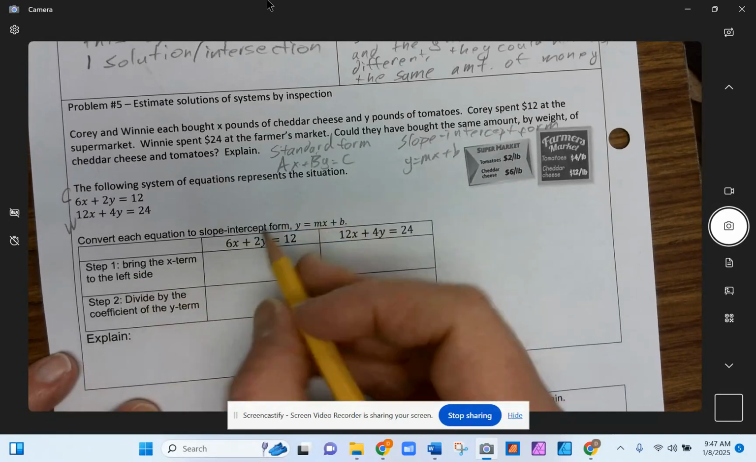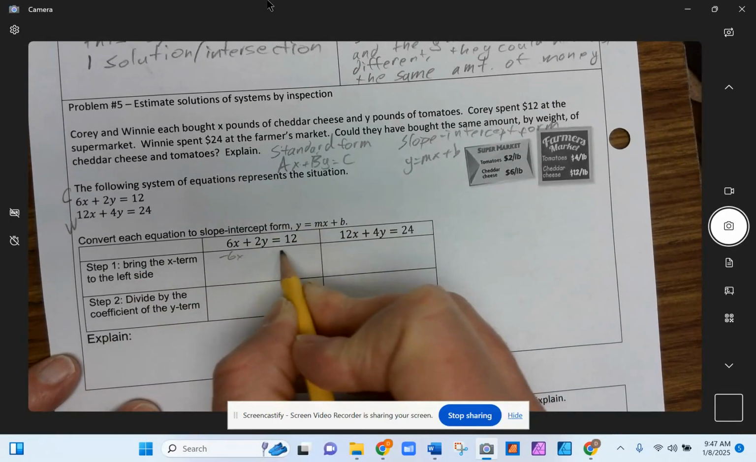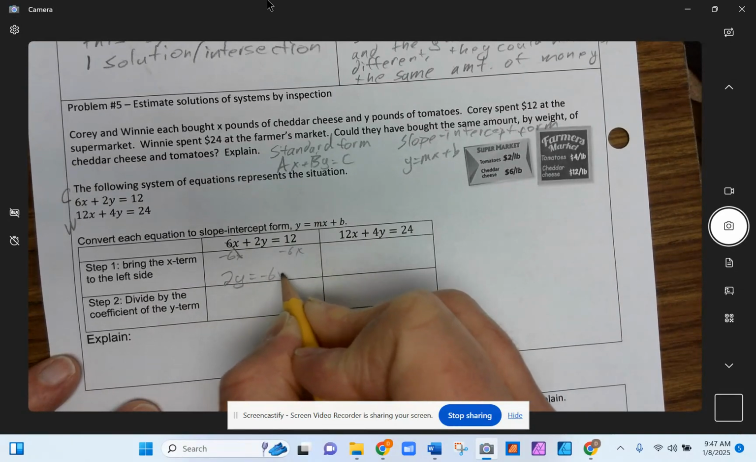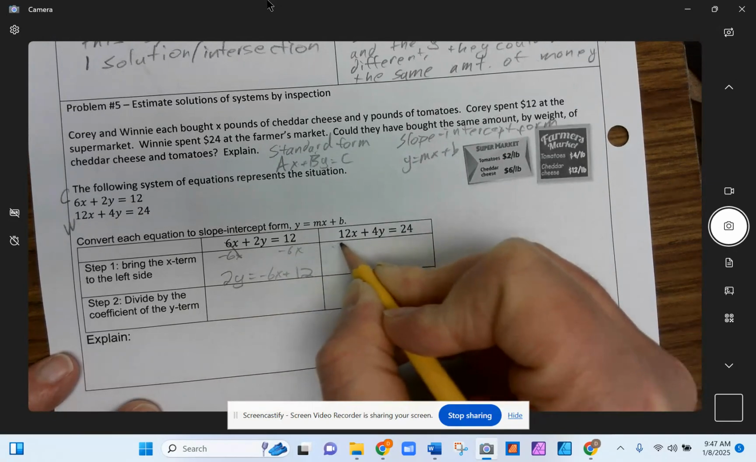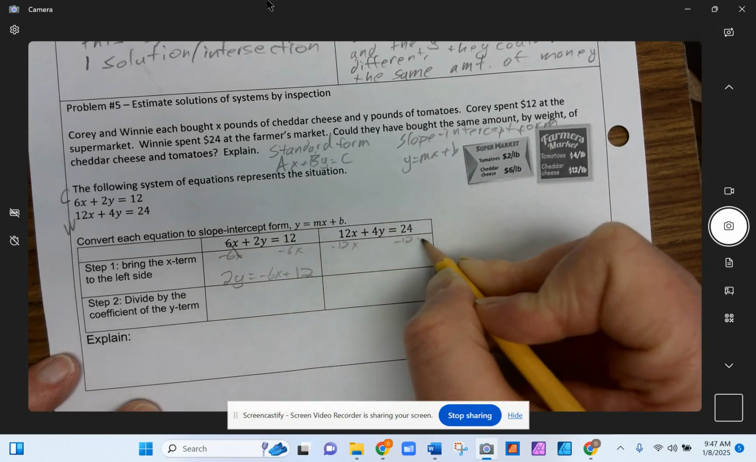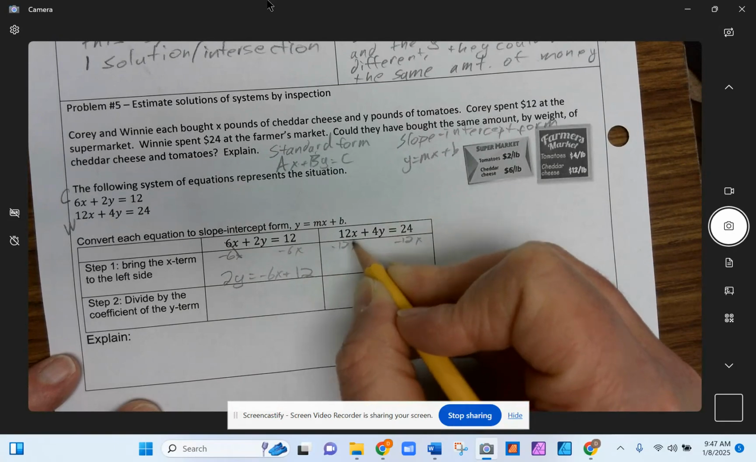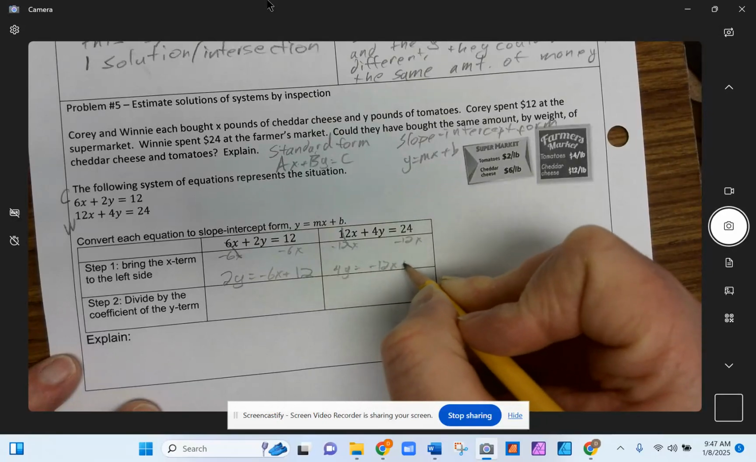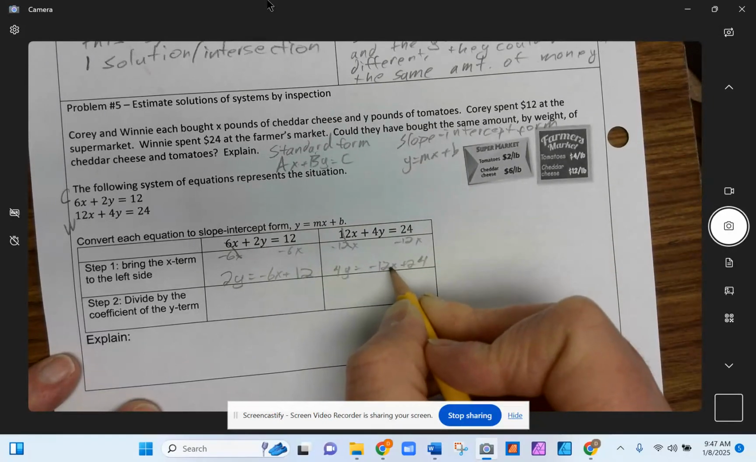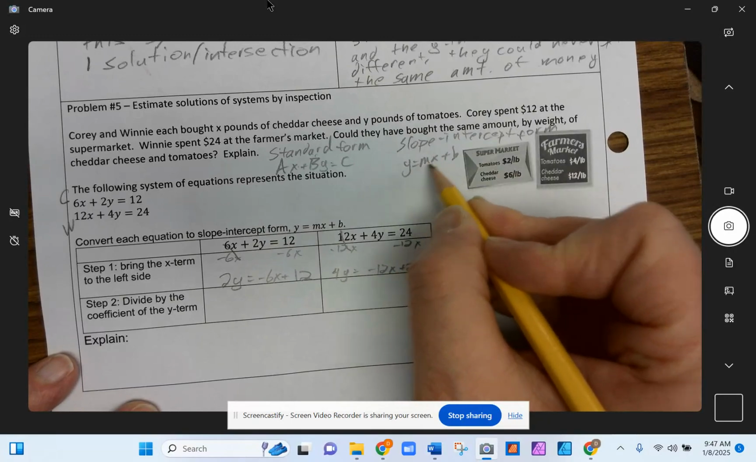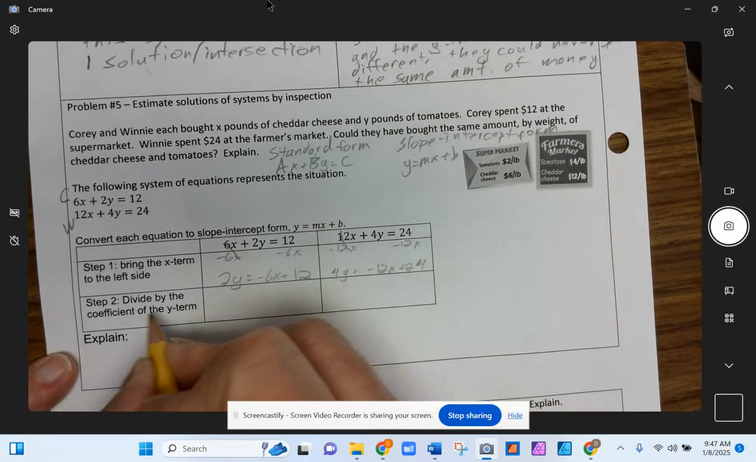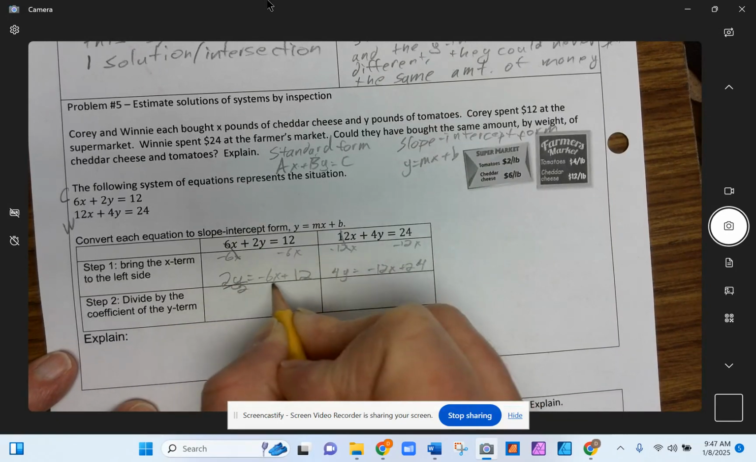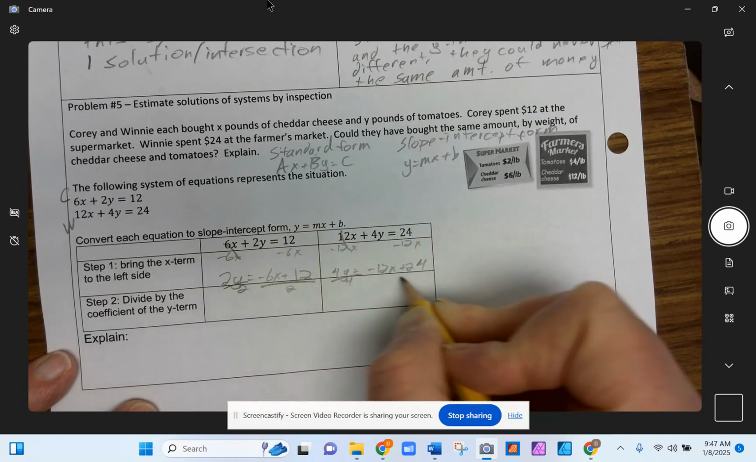So bring the X term to the left side. I'm going to subtract 6X to get to 2Y equals negative 6X plus 12. I'm going to do the same thing here. Subtract 12X to get 4Y equals negative 12X plus 24. I'm putting the X first because in slope-intercept form, my X term is first. And then I'm going to divide by the coefficient of the Y term. I have my coefficient right here of 2, so I divide by 2 on both sides.